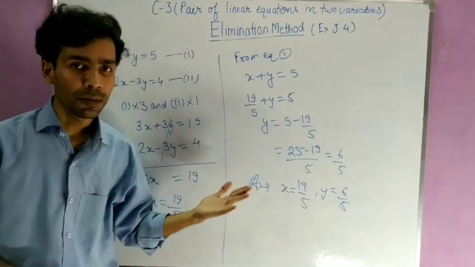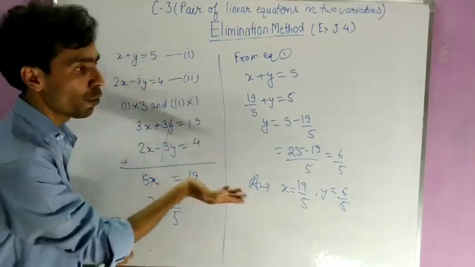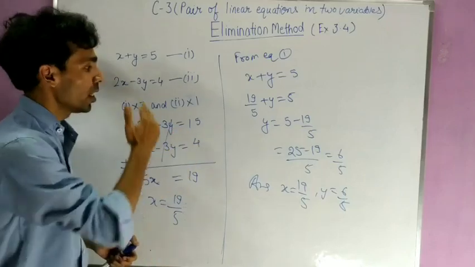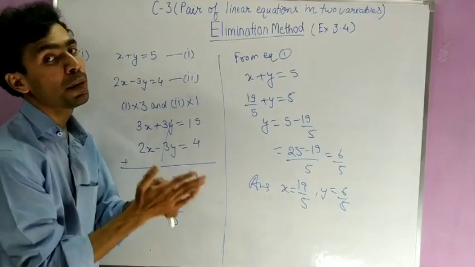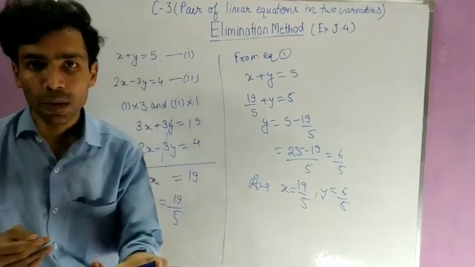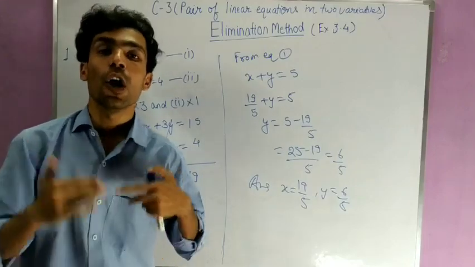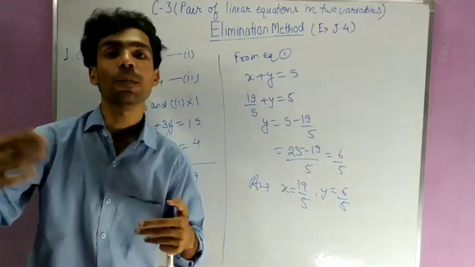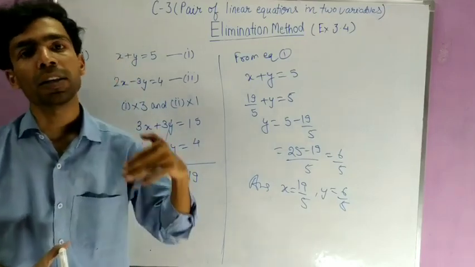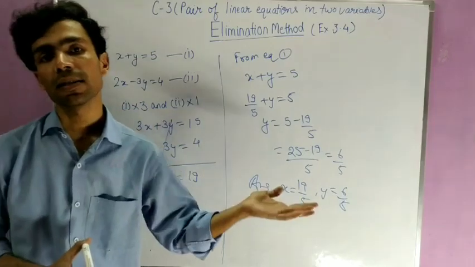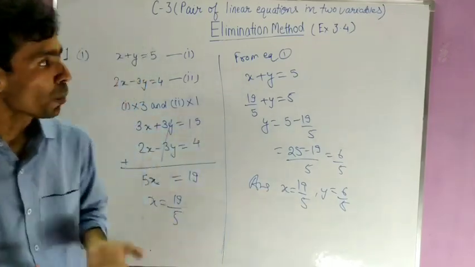So note down this. In this question I have eliminated x, and before that I have eliminated y, and before that I have eliminated x. So it's your wish. You can either eliminate x from both the two equations, or you can eliminate y from both the two equations. But at a time only one. If you want to eliminate x, then you can eliminate x, and if you want to eliminate y, then you can eliminate y. So please note down these things.